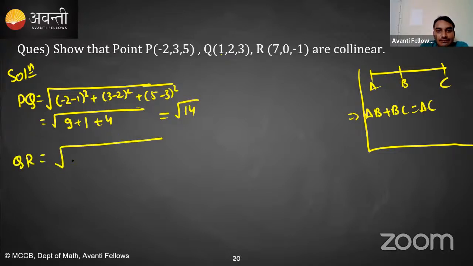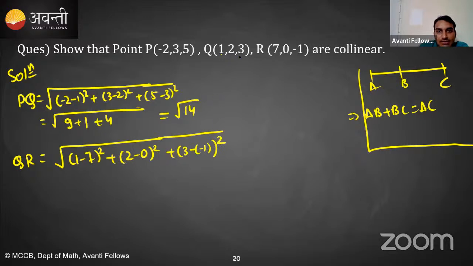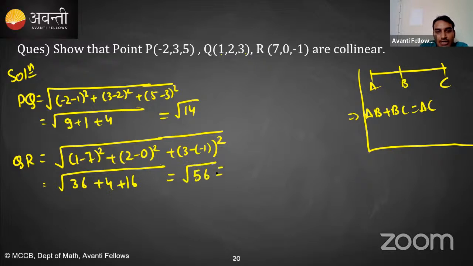Similarly QR distance कितना है? Same formula: (1 minus 7) whole square plus (2 minus 0) whole square plus (3 minus of -1) whole square. कितना आ गया? This is -6 square, which is 36. This is 2 square means 4, and this is 3 minus of -1 means 3 plus 1, 4 square, 16. So this is 40 plus 16, 56, which is 4 into 14, means 2 root 14. Okay, PQ निकाल लिया, QR निकाल लिया.